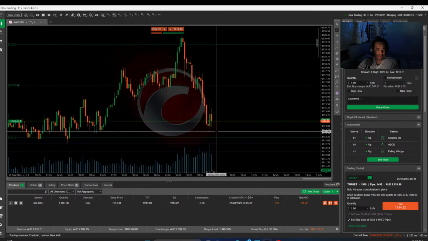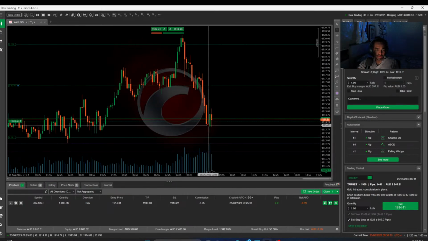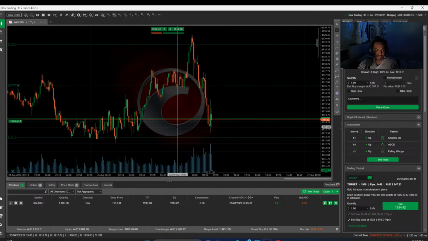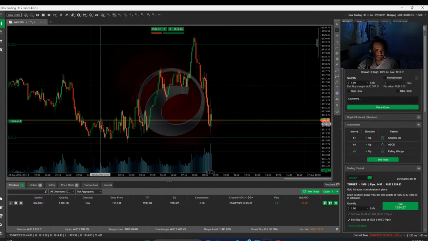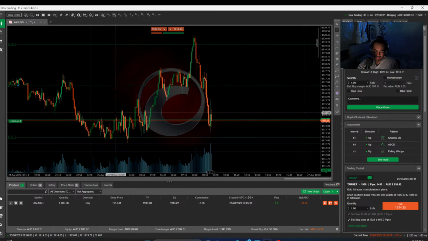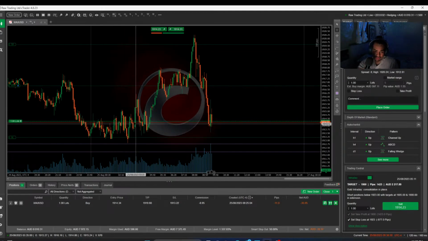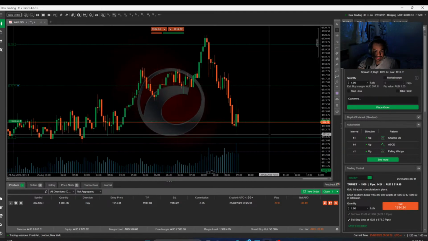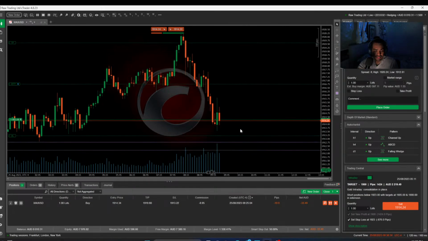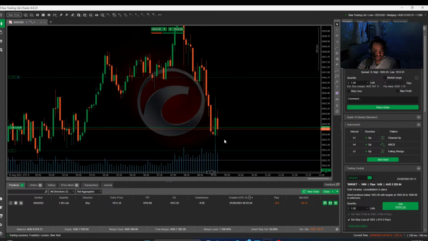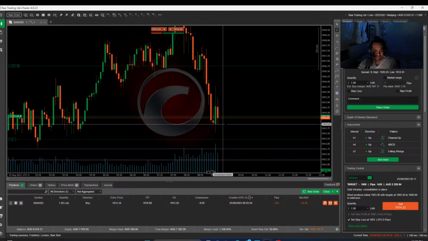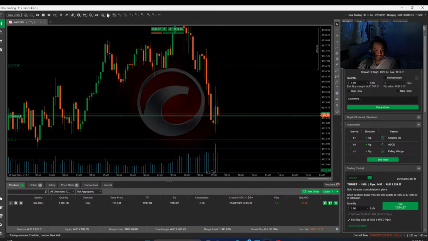So the price is trying to form a support around this area, because there have been a lot of supply zones. So yeah, it's trying to form a support. We still believe it's going to go up.